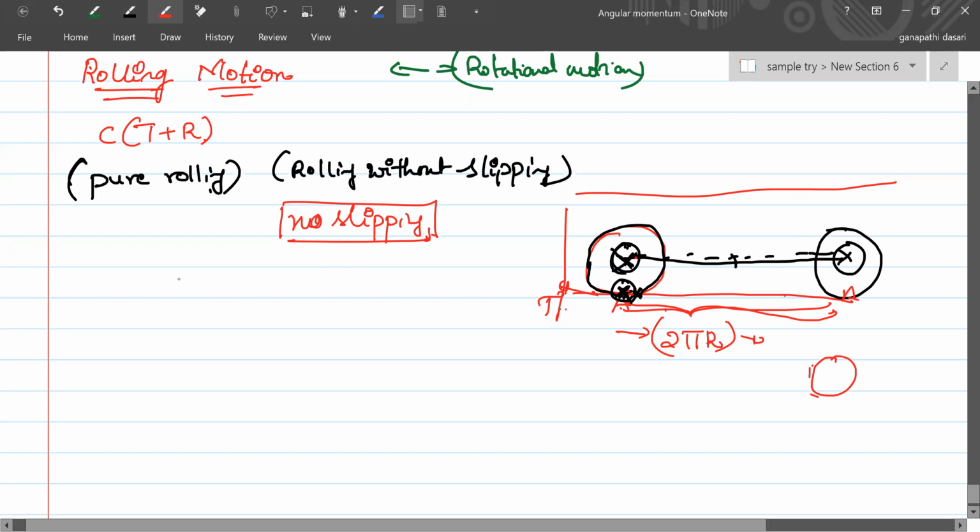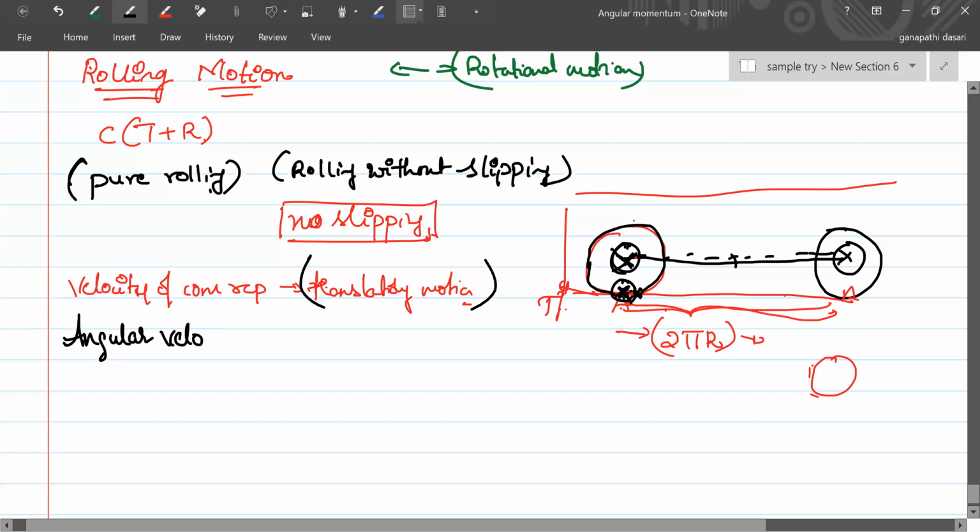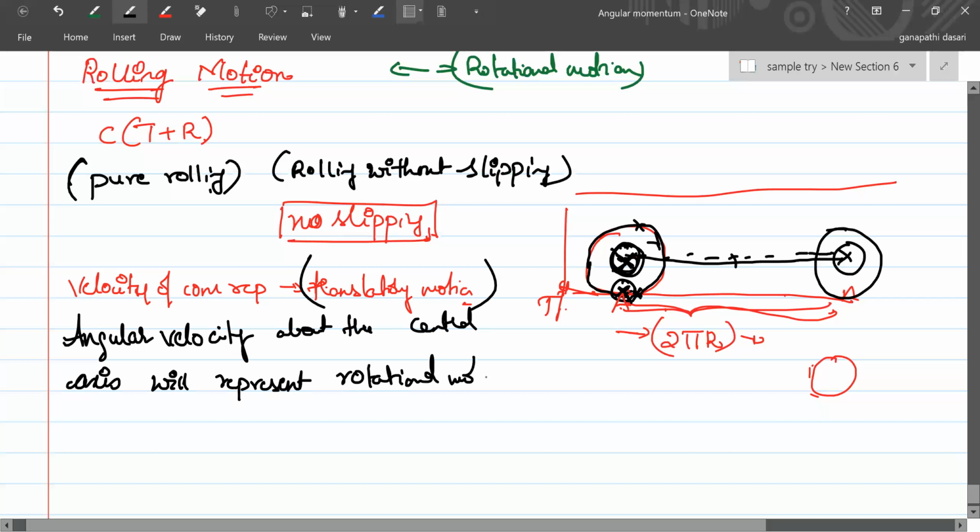Here, velocity of center of mass represents translatory motion, because with the center of mass, the entire body is also going. So the center of mass represents the linear motion of the body, that is translatory motion. Then angular velocity about the central axis, because it has an angular velocity also, right? Angular velocity about the central axis will represent rotational motion.